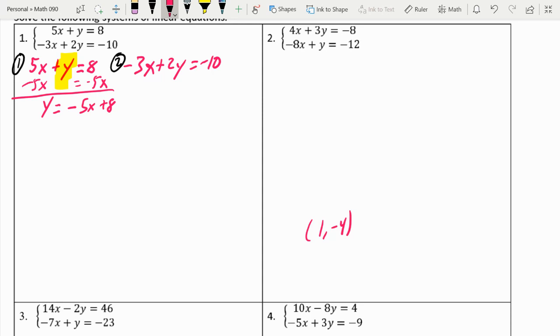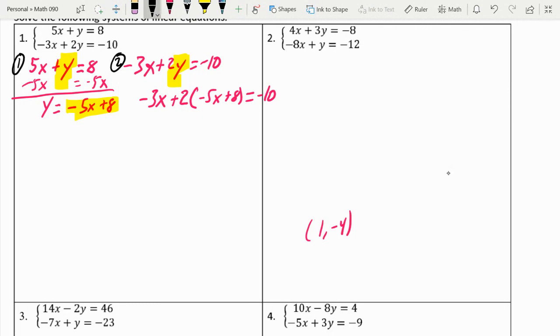Now here's the reason why they call it substitution. I know what y equals. Y is equal to negative 5x plus 8. So I'm going to go into equation 2 and replace y with negative 5x plus 8. I'm getting rid of the y and substituting negative 5x plus 8. Make sure everybody knows that's supposed to be a negative 10.